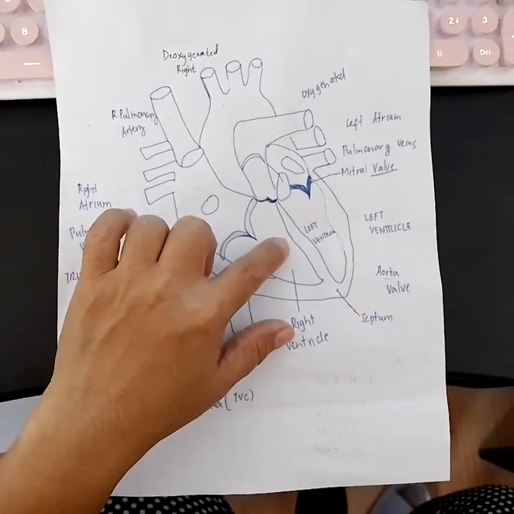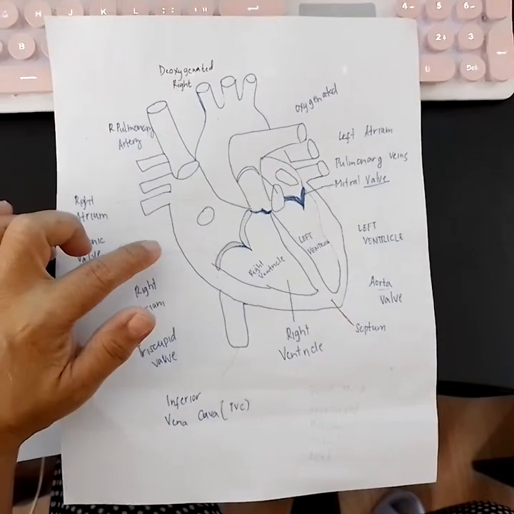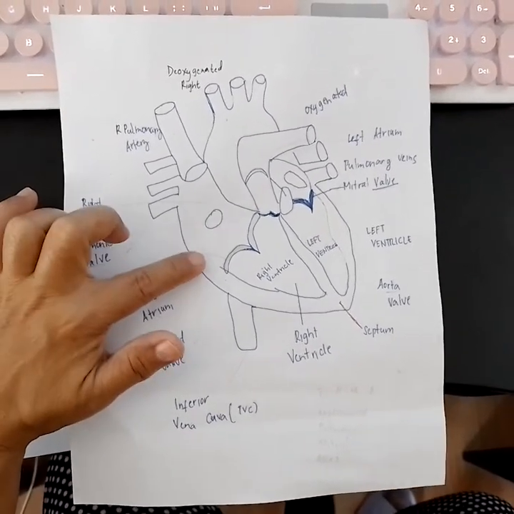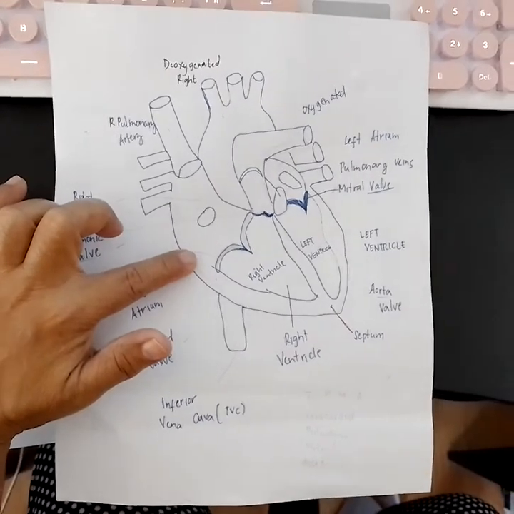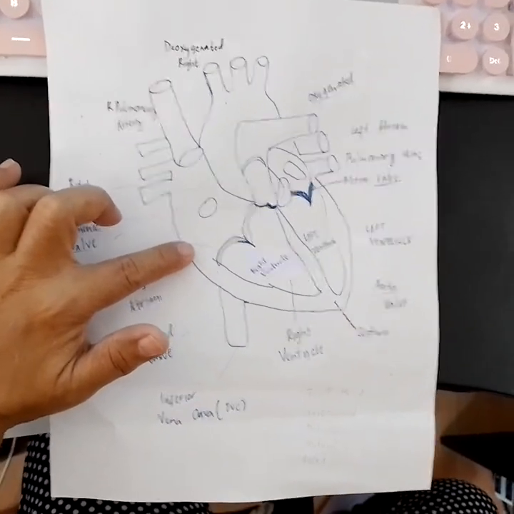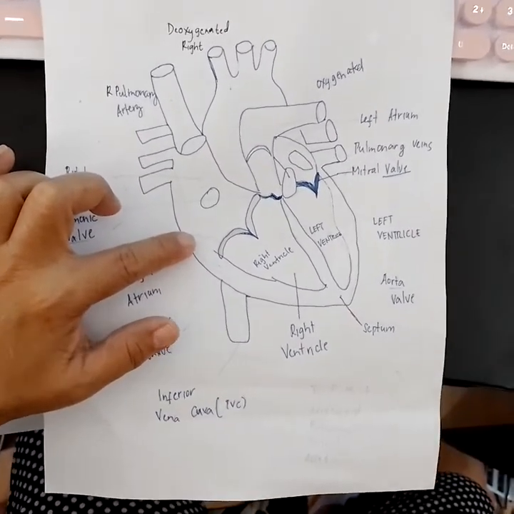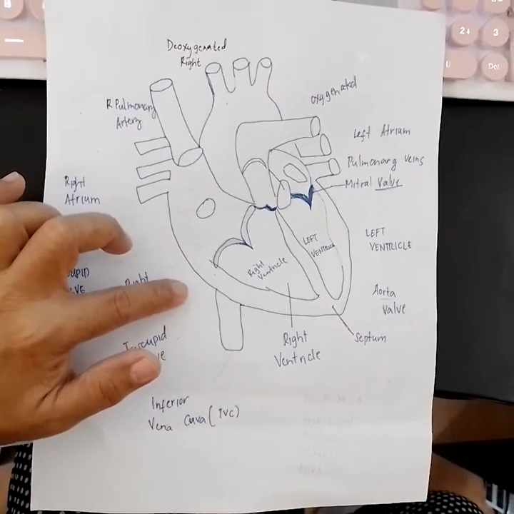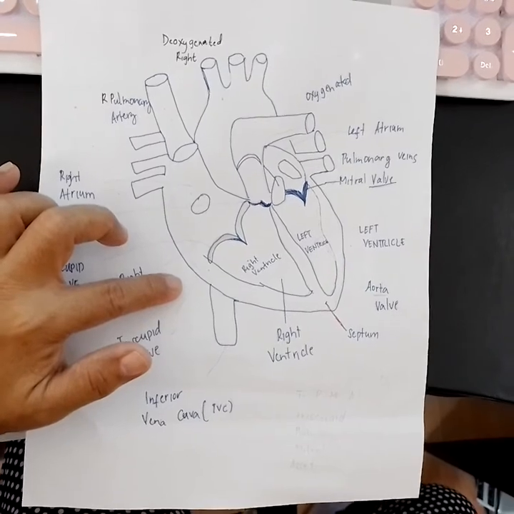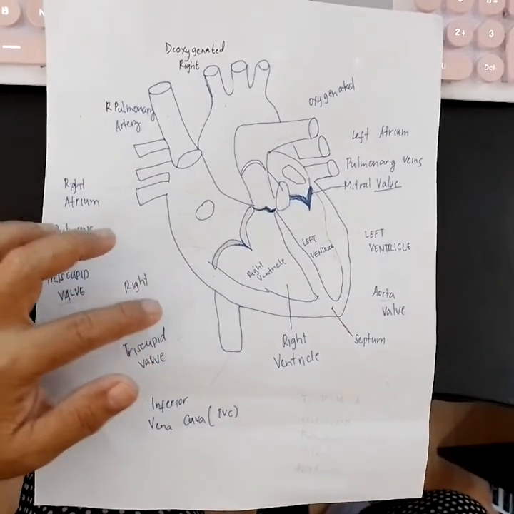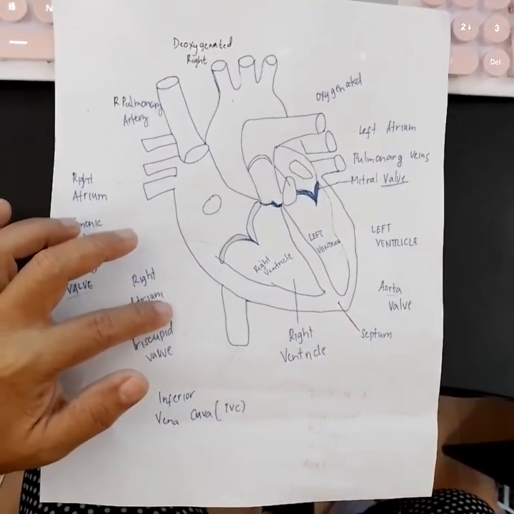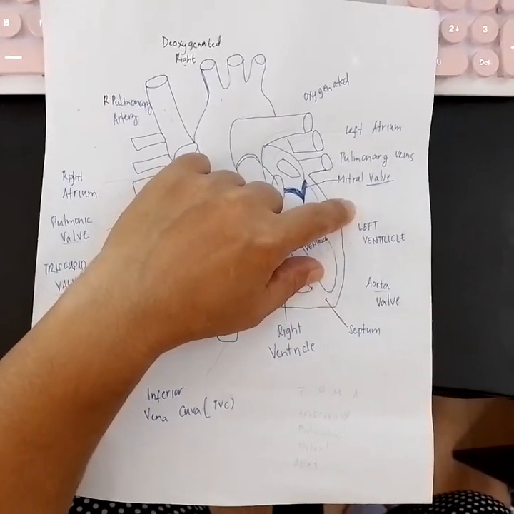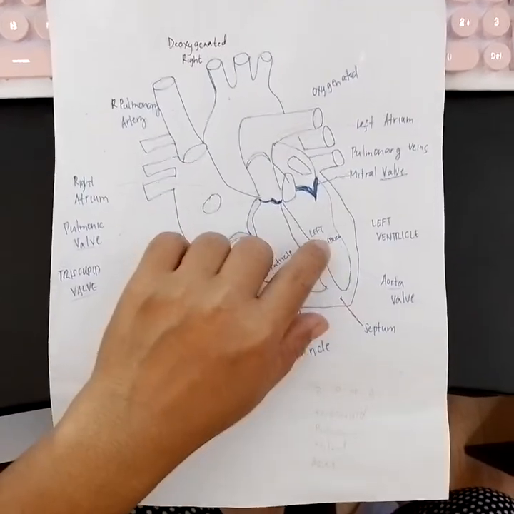There are also four heart valves that you need to know. One at the exit of each of the four chambers. Exiting from the right atrium, we have the tricuspid valve. Then exiting from the right ventricle, we have the pulmonary valve. And then exiting the left atrium, we have the mitral valve, also known as the bicuspid valve. And then finally, exiting the left ventricle, we have the aortic valve.